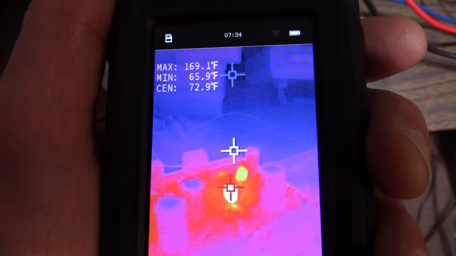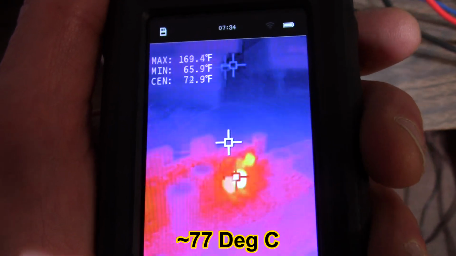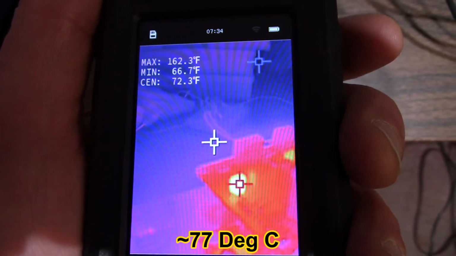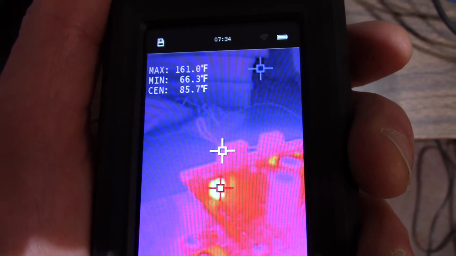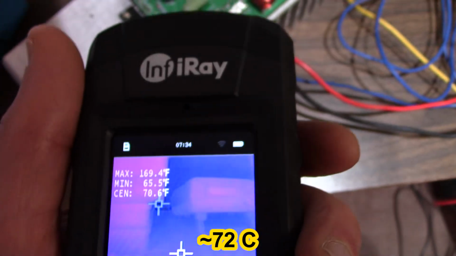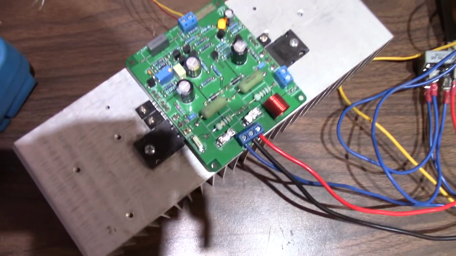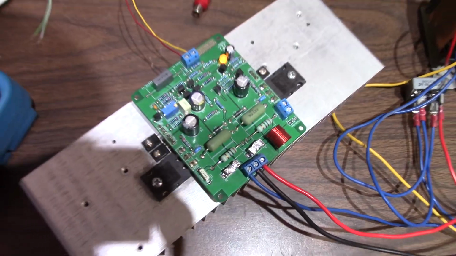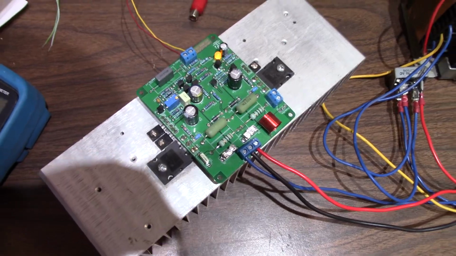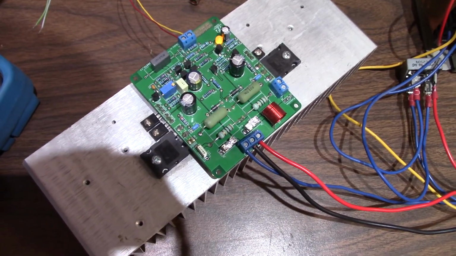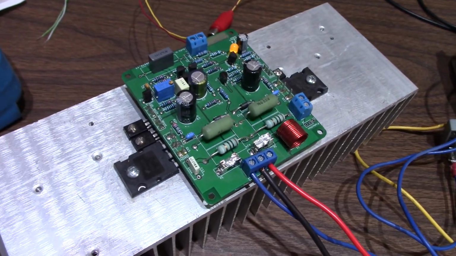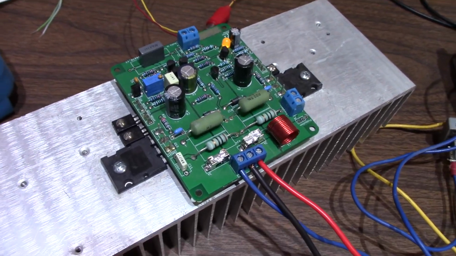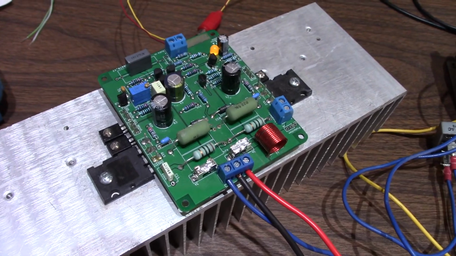170 degrees Fahrenheit. That one's 162 or something. Yeah, those are in the voltage amplification stage, just like I mentioned. They're getting a little too hot for me. I would put heat sinks on those little transistors there, like I was talking about before.